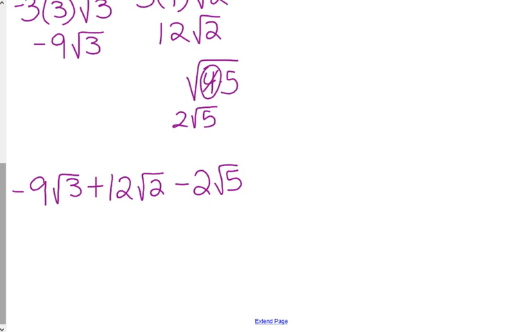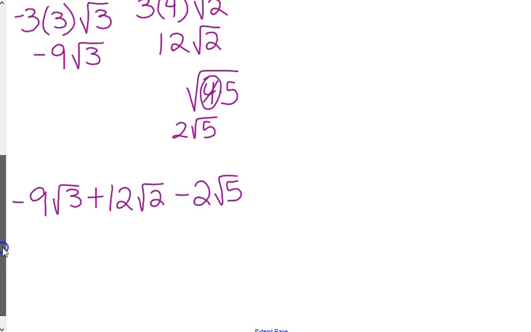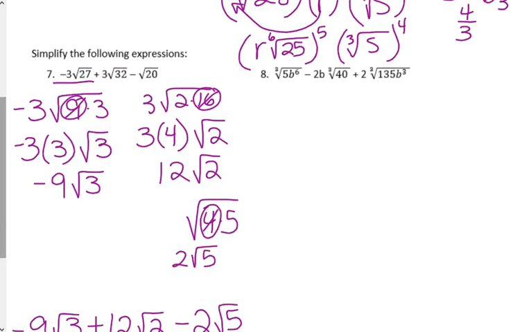Now, all of our radicands are prime, so we can't simplify any of them further, and they're not like radicals, so we can't actually combine them. So our final answer is, in fact, negative 9 times the square root of 3 plus 12 times the square root of 2 minus 2 times the square root of 5. Remember, at this point, if you have any like radicals, you need to combine them as if they were like terms. All right, so we're going to go ahead and move on to number 8.